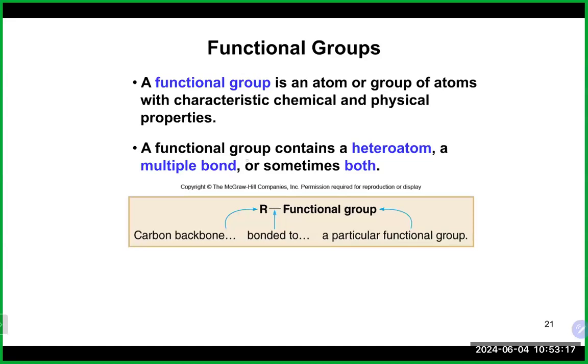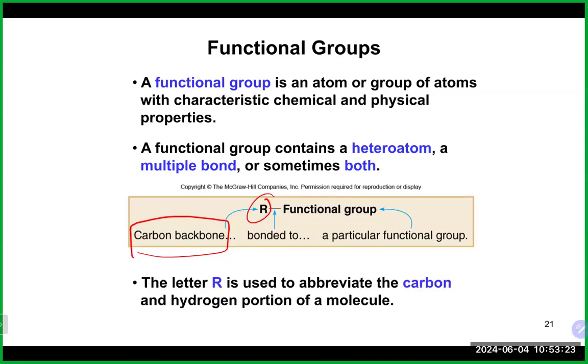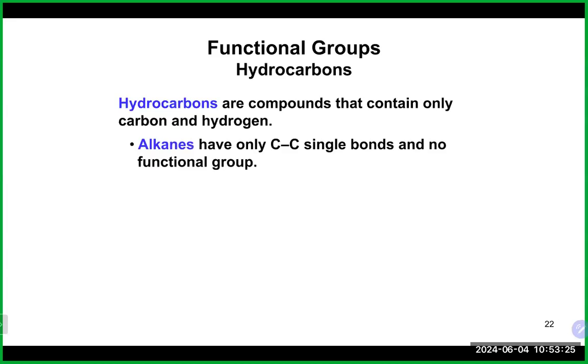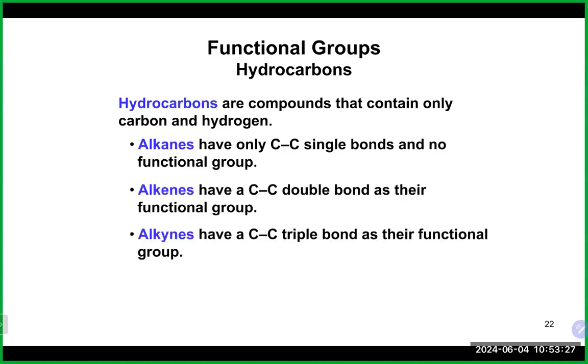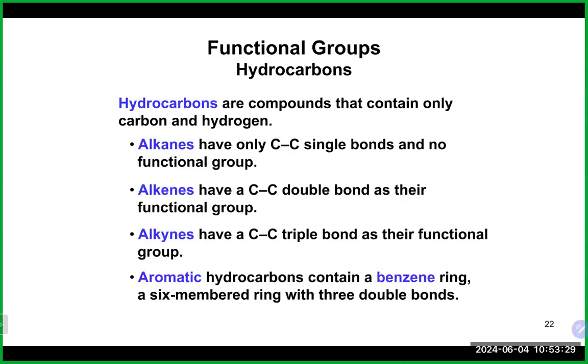In organic chemistry, sometimes people will put R. R represents some type of carbon group that is there, and then the functional group that is next to it. Now, hydrocarbons are molecules that contain only carbon and hydrogen. And as we mentioned before, here are some of those functional groups. An alkane, which has a carbon-carbon single bond, an alkene, which is a carbon-carbon double bond, and an alkyne, which is a carbon-carbon triple bond.